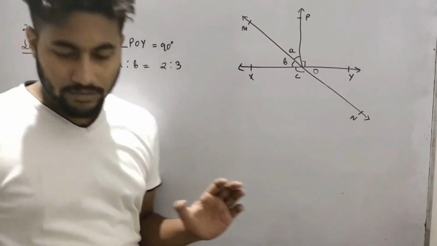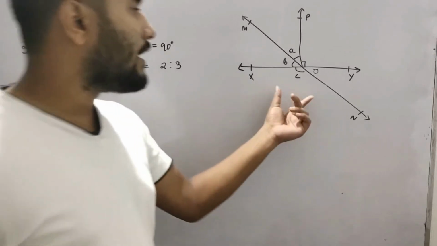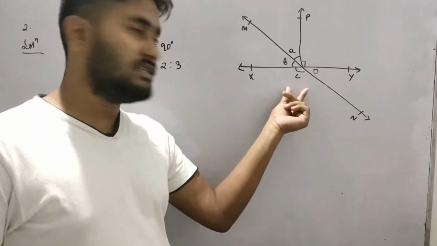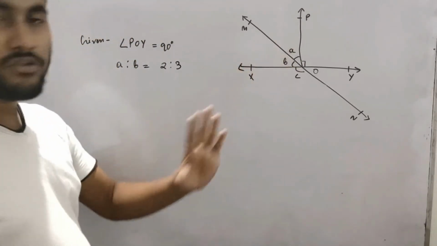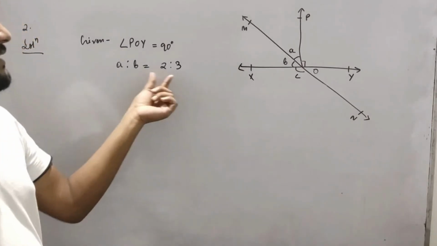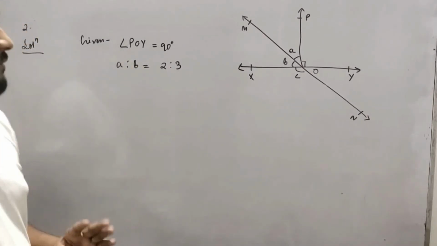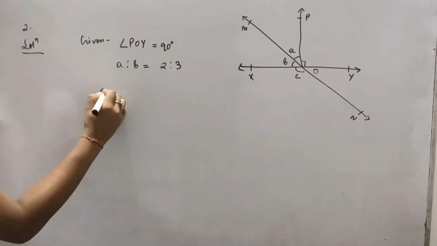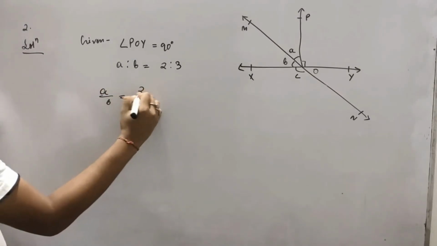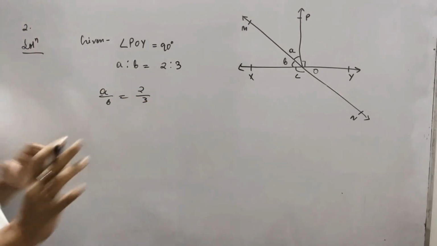So what do we have to find? Find C. We have to find the value of angle C. Angle A and angle B are also not given, but it is simply said that the ratio is 2 is to 3. "Is to" means divide only, which means A by B is equal to 2 by 3.